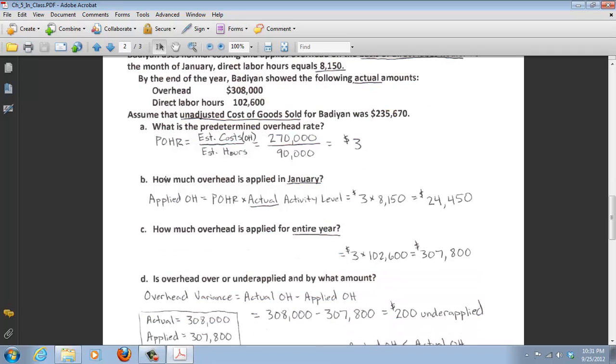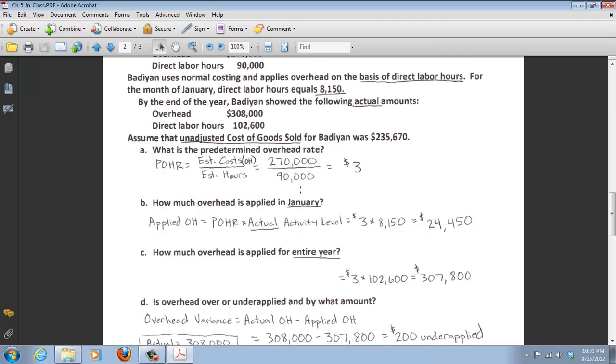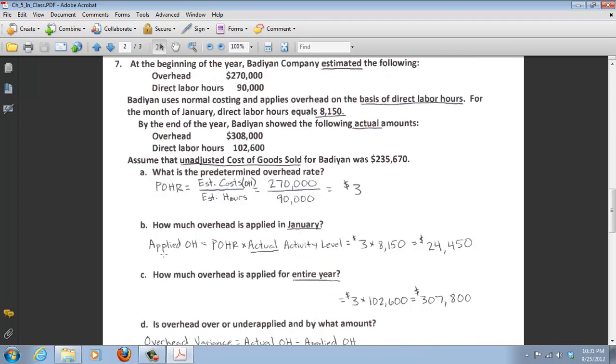Next, we're asked how much overhead is applied in January. So the equation for that is going to take the predetermined overhead rate, which we just calculated in A, and multiply that by the actual activity level. And up here, we were given the actual direct labor hours for January, 8,150. So bring that down into our equation here, multiply by the $3, and our total is 24,450.